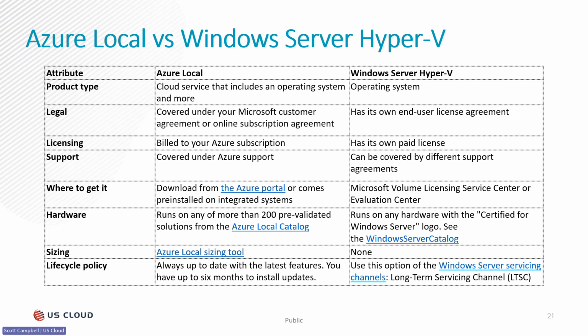So there are 200 pre-validated hardware solutions in the Azure Local catalog. If you're thinking about repurposing hardware, it may be possible if those systems are part of the Azure Local catalog, but the likelihood is they may not be. Windows Server Hyper-V runs on pretty much any hardware that is certified for Windows Server. So simplicity there, wider adoption or implementation possibilities.